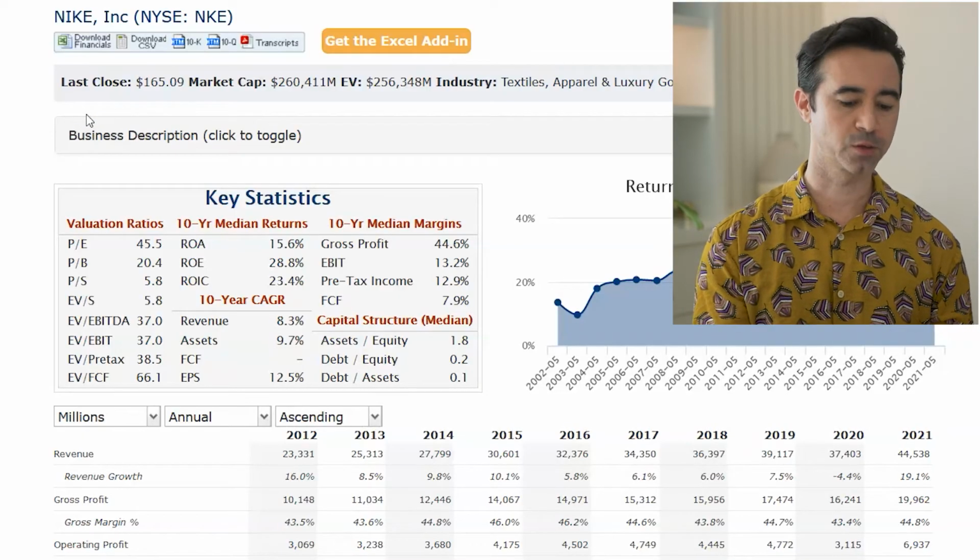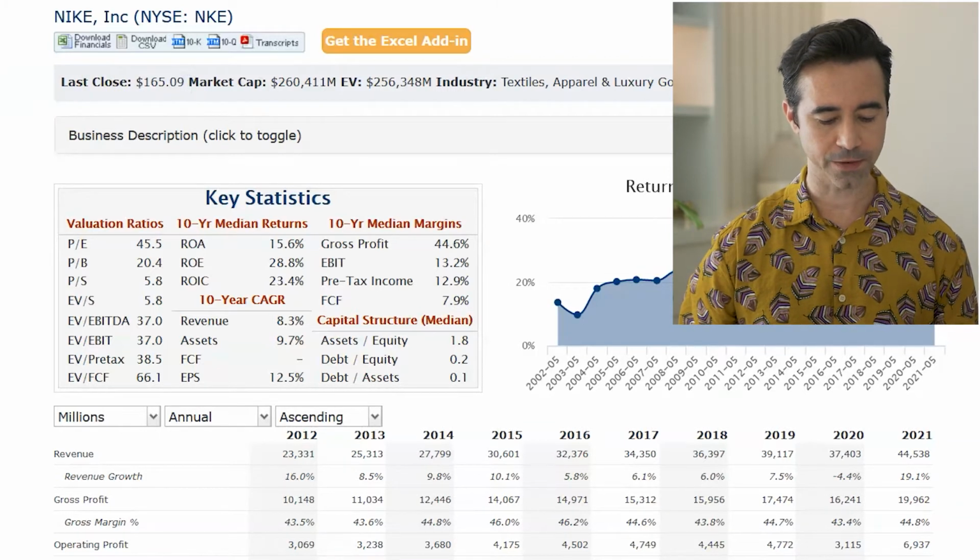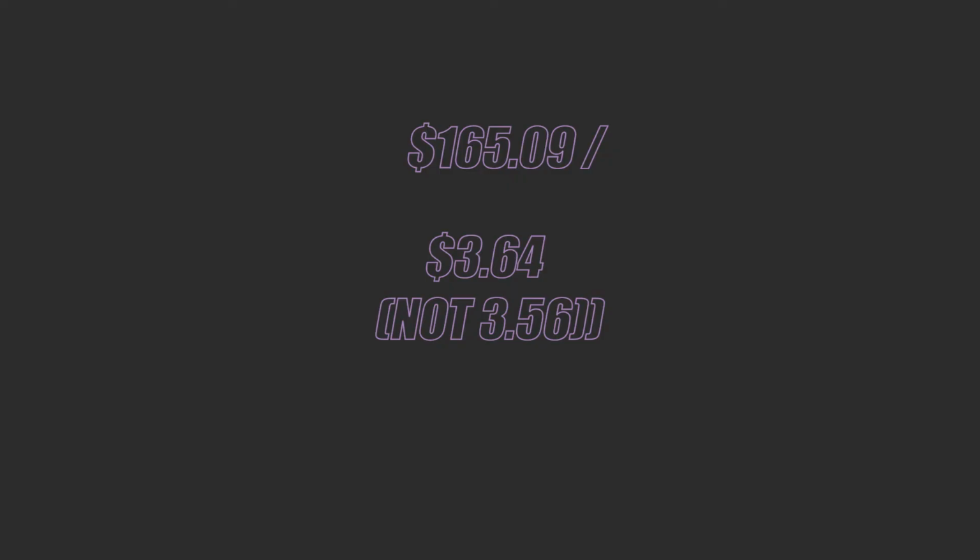We'll just go back to quickfs.com. We'll look here, it says the last close, $165.09. So we take that number and divide it by the earnings per share. The earnings per share were $3.56. So that equals 45.5. That is the PE ratio.